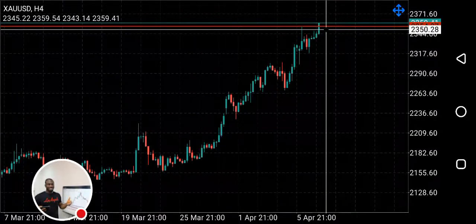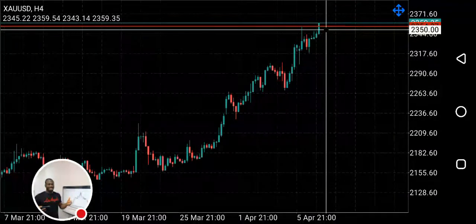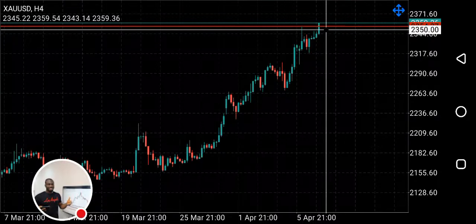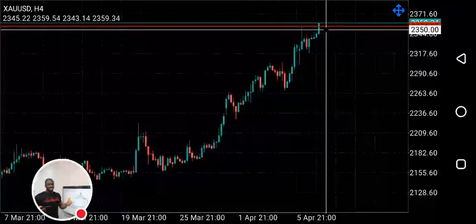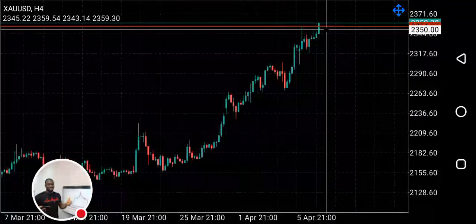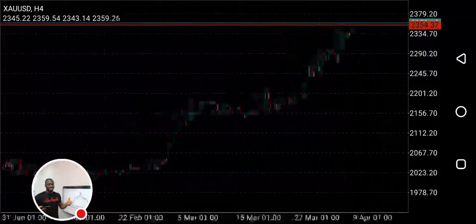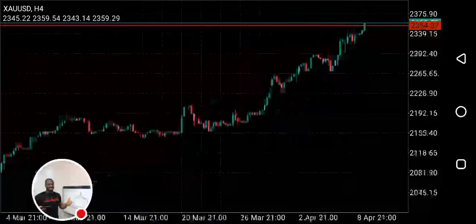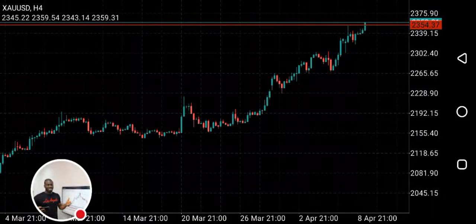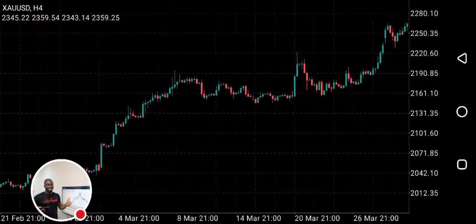I would not advise that you buy gold right now. Buying gold is at a very high risk. There's a high probability that gold will pull back anytime soon. You shouldn't be buying gold now because gold has been bullish for a while. Yes, it can keep going up, but this won't be the right time to buy.